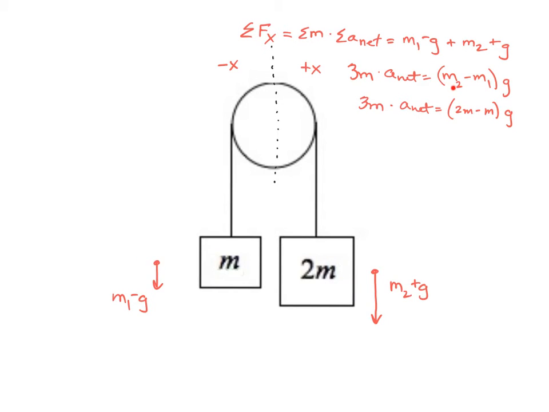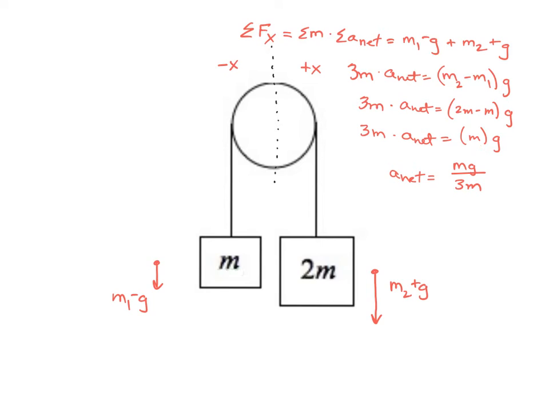Next, I'm going to replace m2 with its actual value, which is 2m, place that there, and I'm going to replace m1 with its actual value, place that right there. So now when you do the subtraction, 2m minus m, you get m, and now we can solve for a.